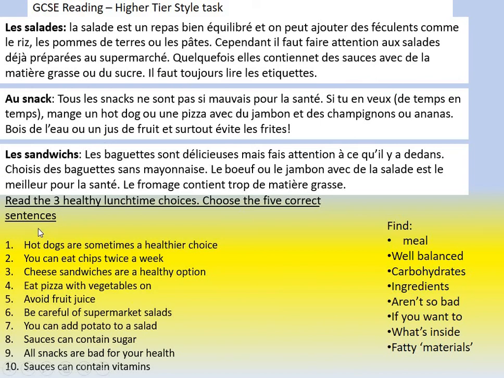Now all you've got to do is put a tick or true or whatever next to them. You don't need to correct the false ones. You don't need to do that. Just take the 5 correct sentences. Okay.